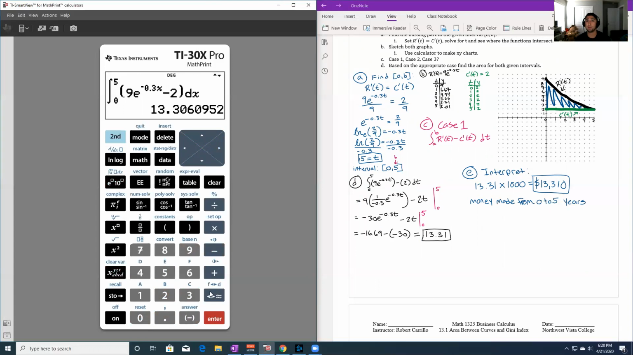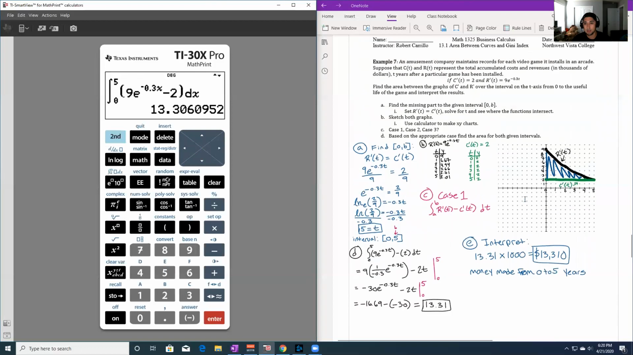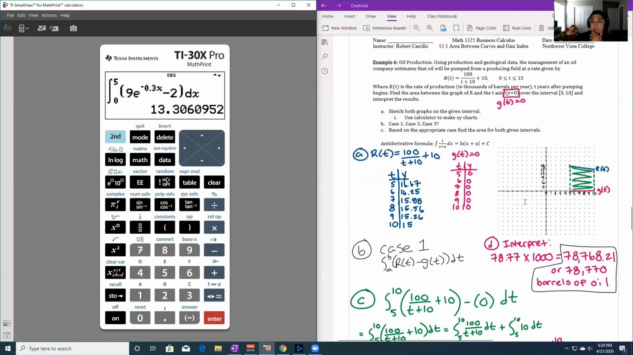So again, the interpretation is, I guess they want to know how much money it made. Because if you look at the graph, R prime and C prime are intersecting, and where they intersect is where it breaks even. So it made them 13 grand in those 5 years, and now they're going to get rid of it because now they're not making any money. It's outdated, so now they get to update to a new game. Okay, perfect.